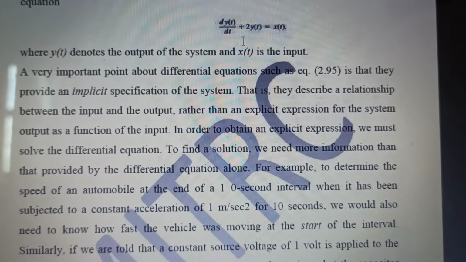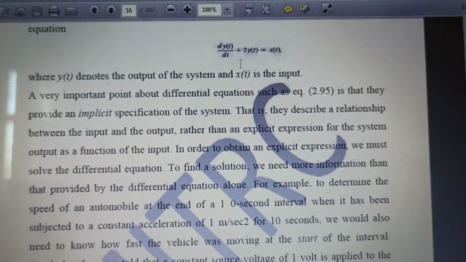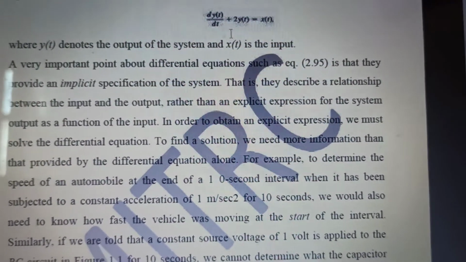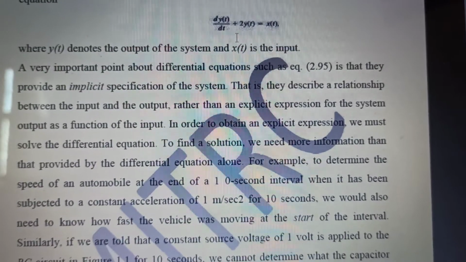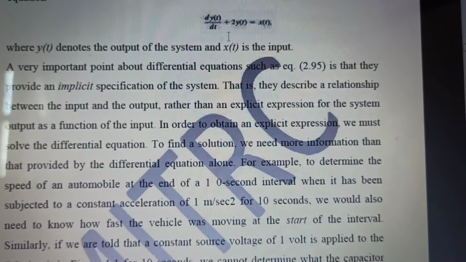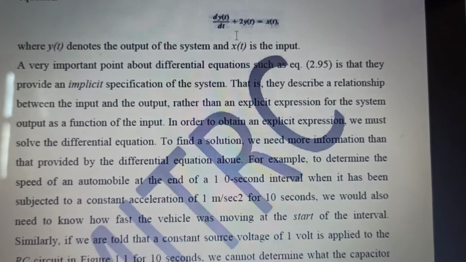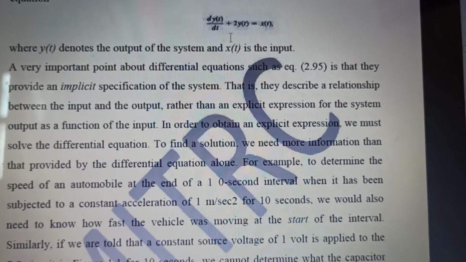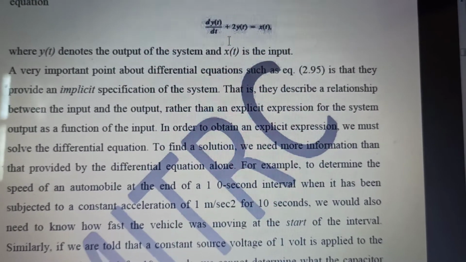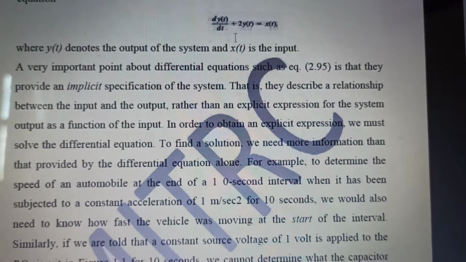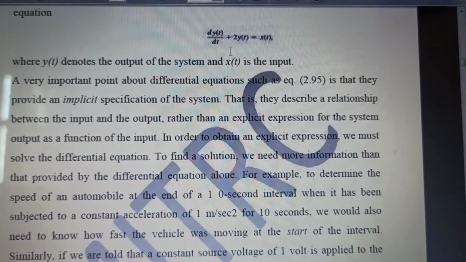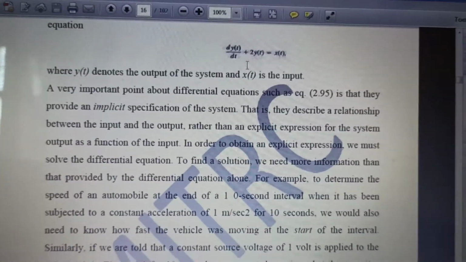One more thing is very important: these equations will not explicitly establish a relationship. We have to solve these differential equations. Once it is solved, then only can we get that explicit relationship. Okay? So have a look at this.